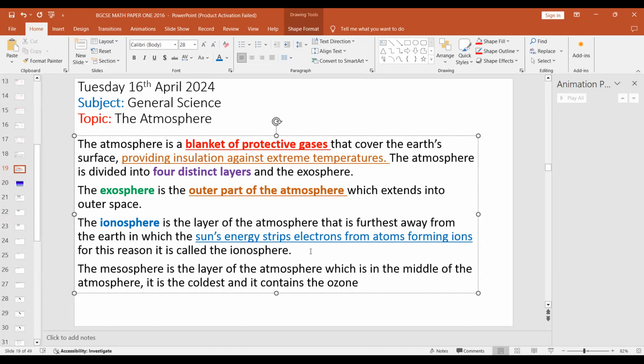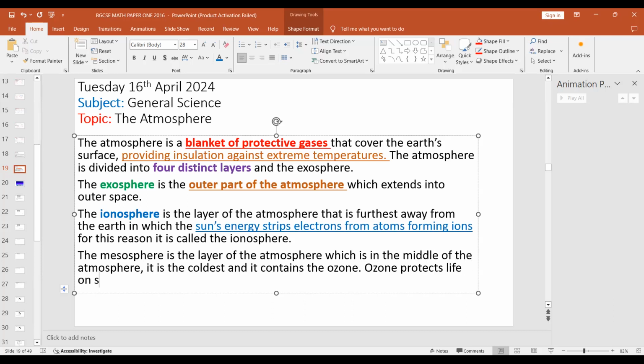Now, what does the ozone layer do? Ozone protects what? Life on Earth from what? What does the ozone protect life on Earth from? From the sun's what? The sun's rays, ultraviolet rays, right? From the sun's ultraviolet rays.